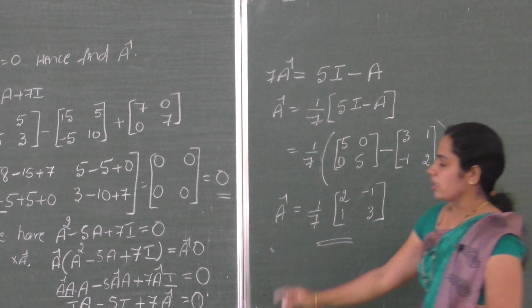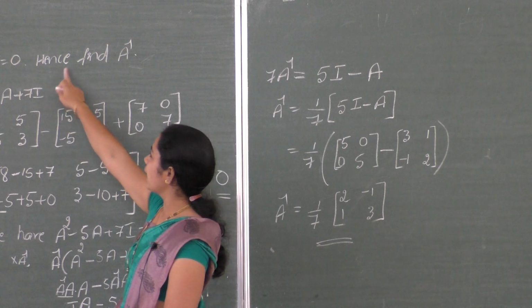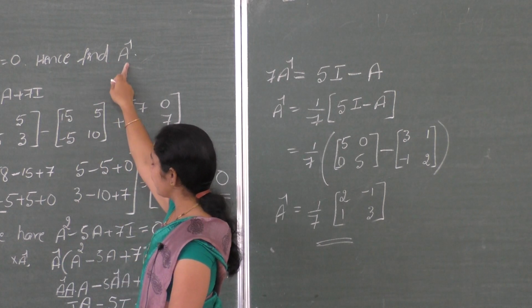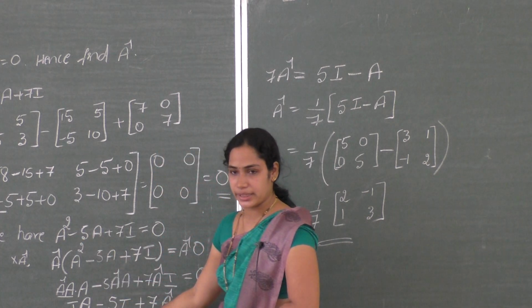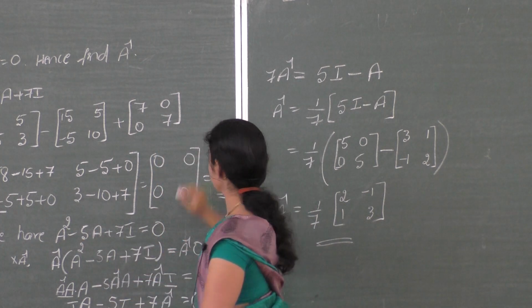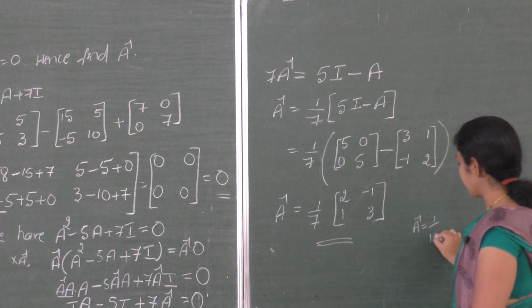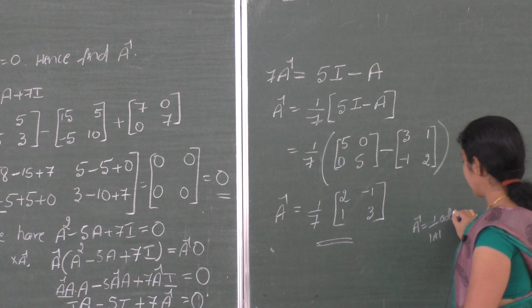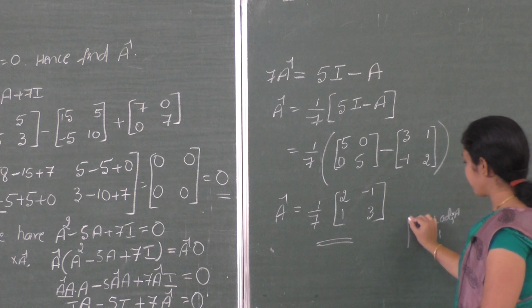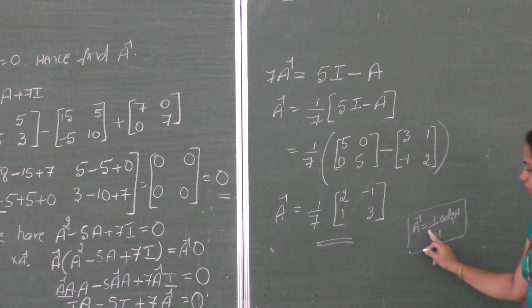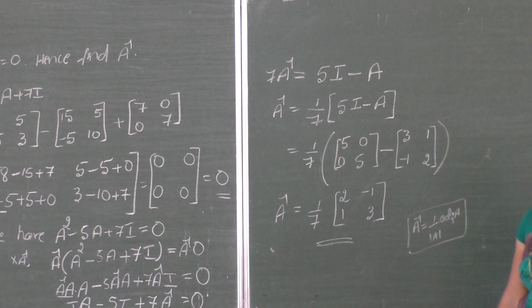Here, if the question is hence find A inverse, we have to find A inverse using this method. We cannot use A inverse equal to 1 by determinant of A into adjoint of A. We can verify by using this formula, 1 by determinant of A. What is the determinant of A?